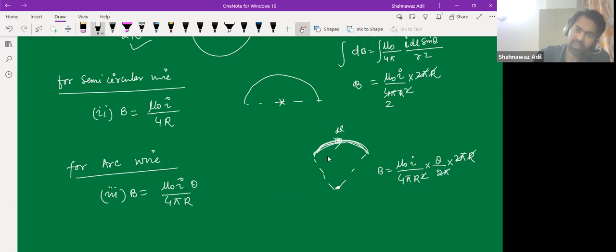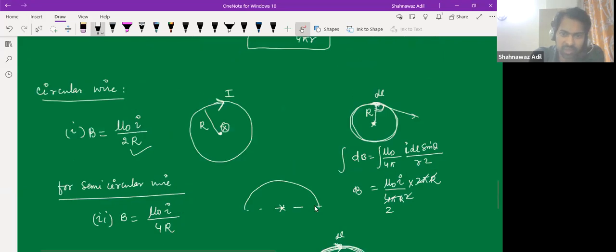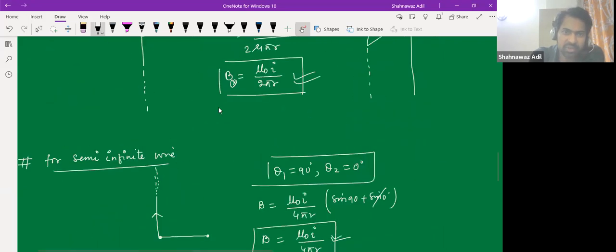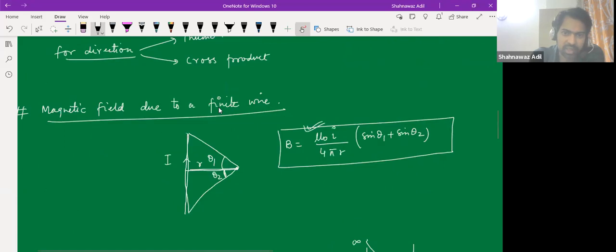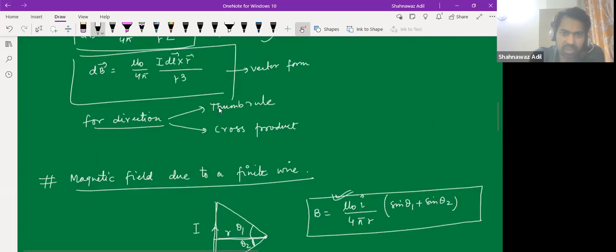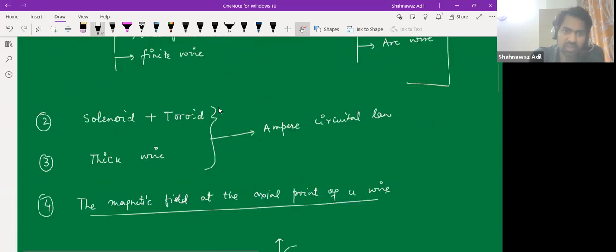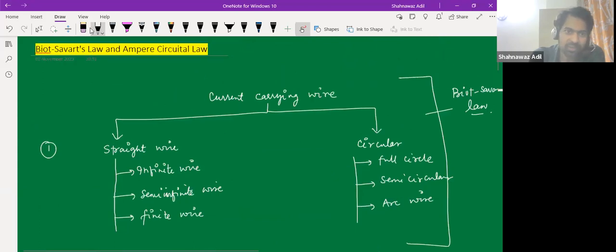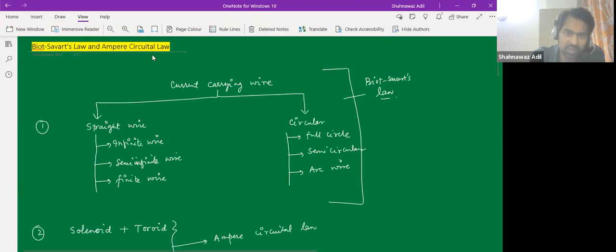And again, if we use the curl of our fingers, the magnetic field would be in this direction. So these are the different magnetic fields that we calculate from different kinds of wires, for circular wires and for straight wires. And we have to always remember the directions. So you guys please note down this part, and we will do some questions based on this.